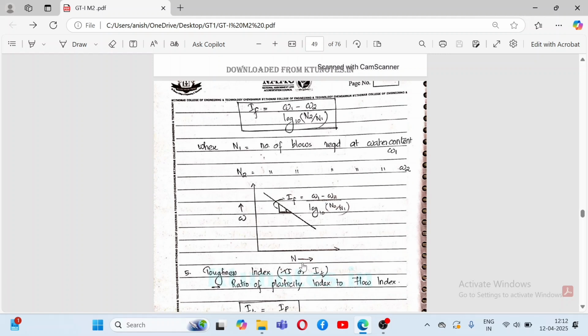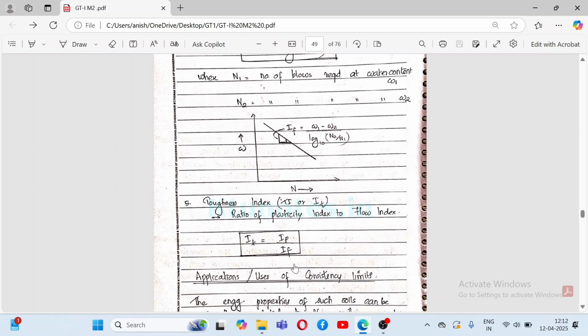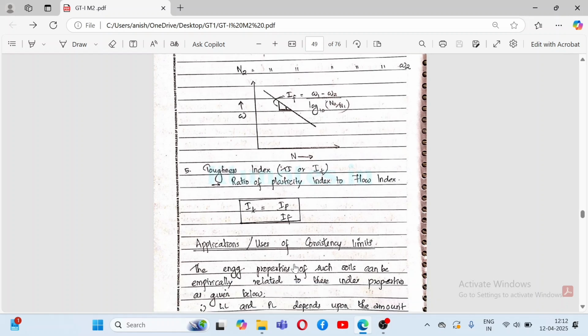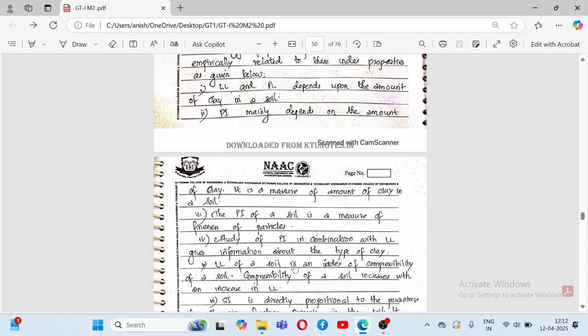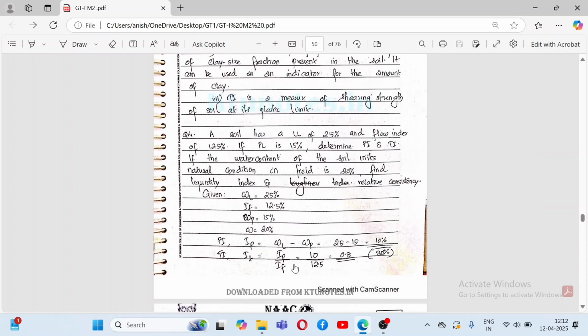Okay, so this is how the graph is. N is number of blows, and W is the water content. You randomly take two water contents here, corresponding to the number of blows. Okay, I think it will be better to explain with the problem. Okay, next is the toughness index. So toughness index IT is given by IP by IF. Okay, ratio of plasticity index to flow index. Okay, next is application uses of consistency limit. So you can just go through it. Okay, I'll explain a problem.